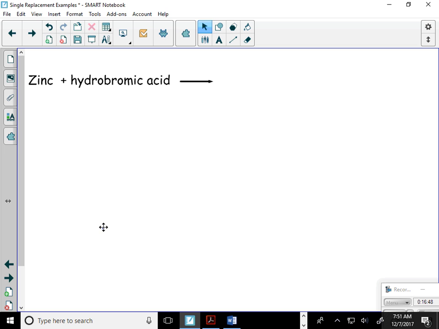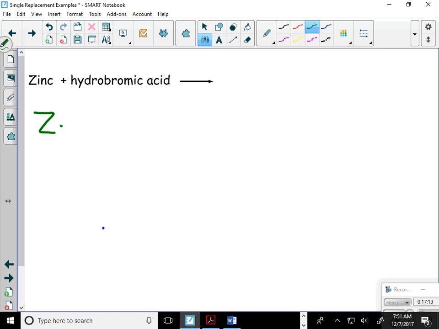Zinc. Let's keep going with the examples. Zinc plus hydrobromic acid. Obviously, we have an acid right there, so that should go ding, ding, ding, ding, ding. I am dealing with the single replacement that has the acid in it. Which one is it? Number 3. So this is single replacement number 3.